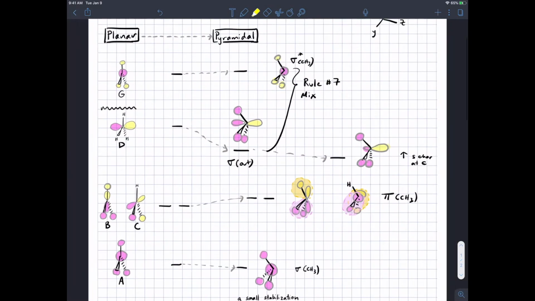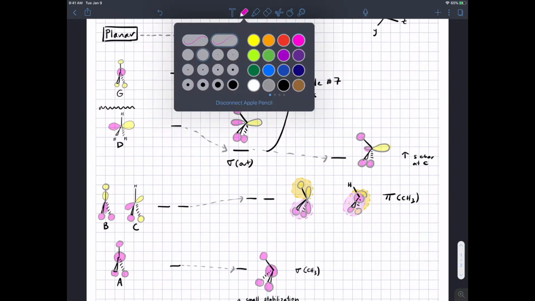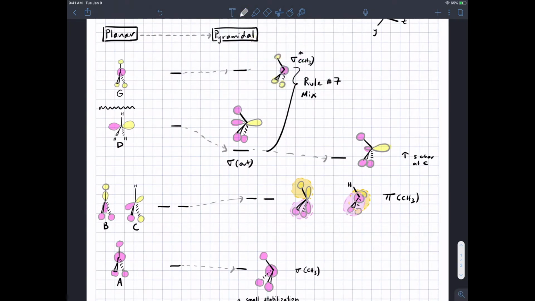And the one on top is actually going to get a little higher in energy because we've taken away some of the s character and replaced it with p character. And we've also introduced a more directional antibonding interaction once you see what this looks like.